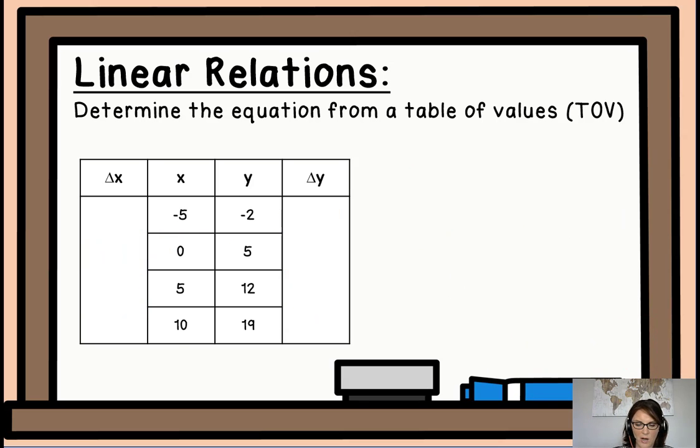All right, one last problem, and that's it for today. Determine the equation from a table of values. Down the y column, we have negative 2, 5, 12, and 19. Down the x column, we have negative 5, 0, 5, and 10. Okay, as we move down the y column, our change in y, so we are adding 7. Adding 7, adding 7. The change in x, or the delta x, is add 5.